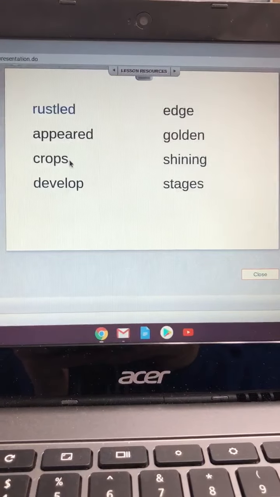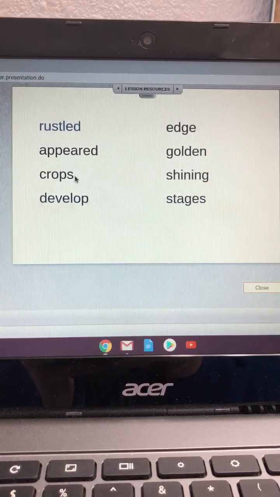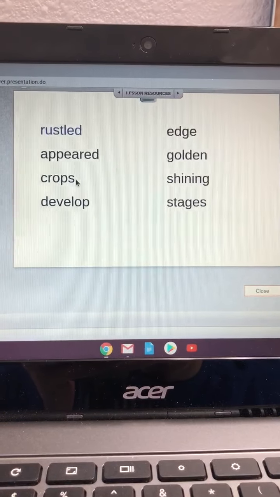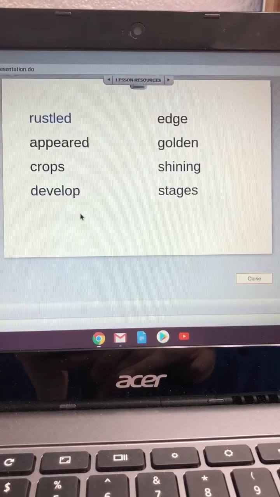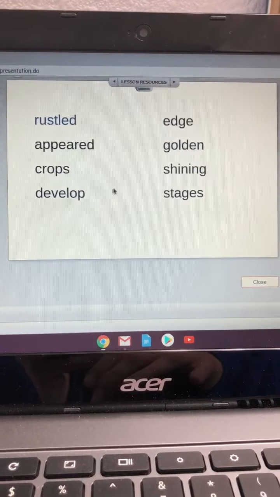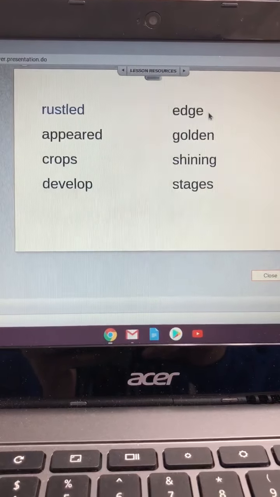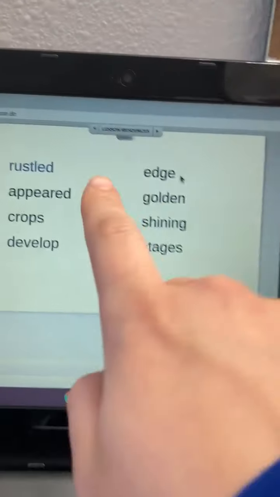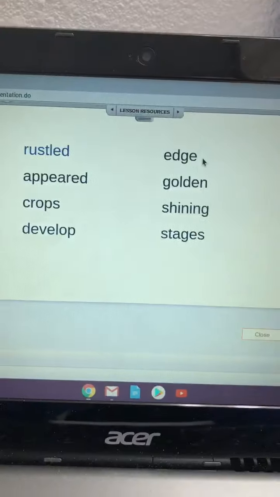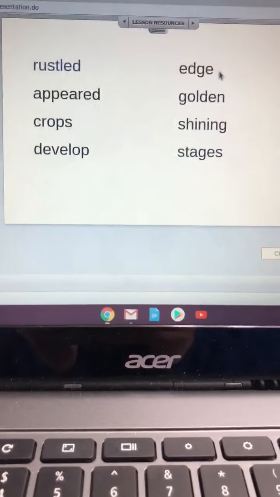The next word is crops. And there are quite a few families that are farmers in our classroom. And the farmers grow crops in their field. We have develop, means to create. Edge. Edge is like the border of something, okay? So right here is the edge of my Chromebook, okay? Here is the edge of my screen. Edge, it's the border. It's the outside part.